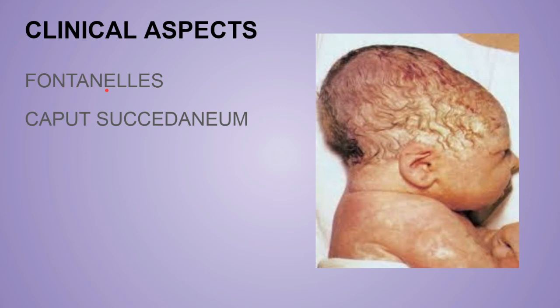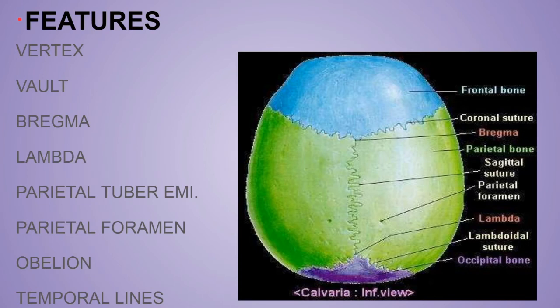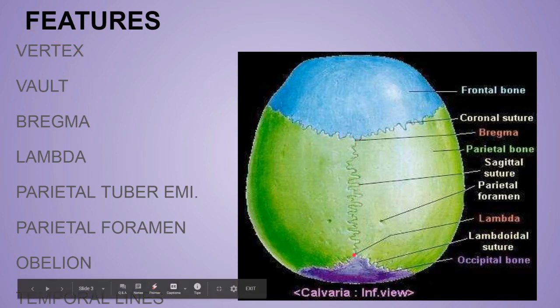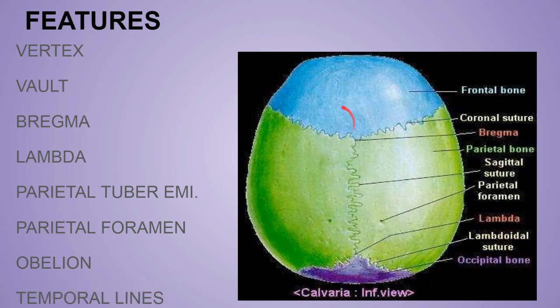Now if the fontanelles fuse early, before the brain growth, the brain growth is stunted and such children are less intelligent. So the presence of these fontanelles is very important for the brain growth of the particular child. This is the anterior fontanelle, the bregma, and the posterior fontanelle is the lambda. So if the anterior fontanelle is bulging, there is raised intracranial pressure. Suppose this is bulging outwards.